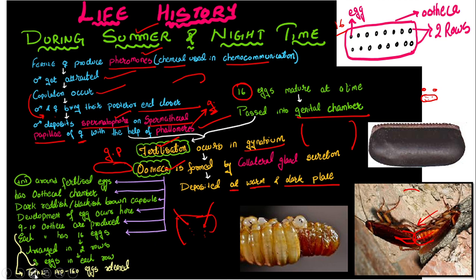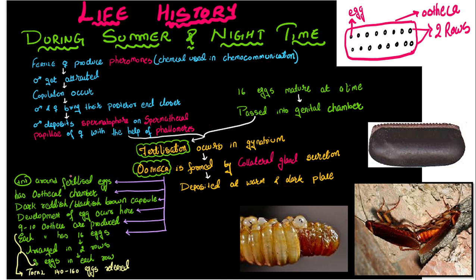Now, what is the ootheca? Let's see in detail. The ootheca is present around the fertilized egg. It has an oothecal chamber. The oothecal chamber is present in the genital pouch. ठीक है, the posterior pouch we call the oothecal chamber. Right now, it is dark reddish in color. Here you can see, class. See here, a dark reddish or blackish brown capsule-like structure will be there.